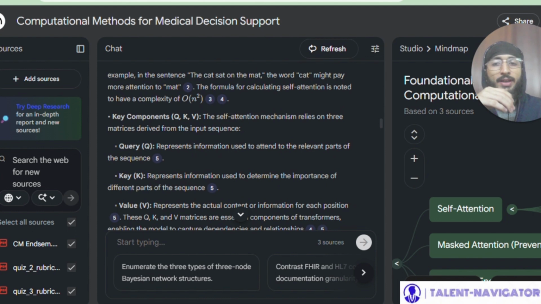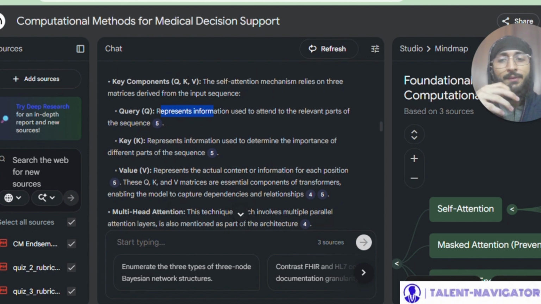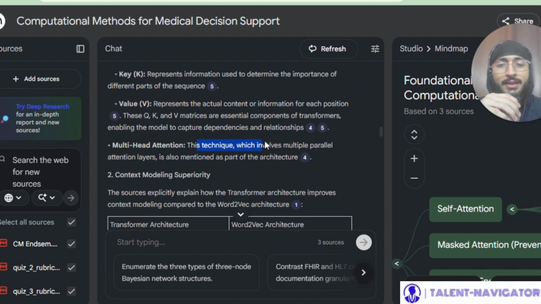So we have key components Q, K, and V, right? Q means the query. It represents the information used to attend to the relevant parts of the sequence, right? Then we have the key, which represents the information used to determine the importance of different parts of the sequence. Then we have V, which is the value. It represents the actual content or information for each position. These Q, K, and V matrices are essential components of transformers, enabling the model to capture dependencies and relationships. Multi-head attention is basically involving multiple parallel attention layers, right?